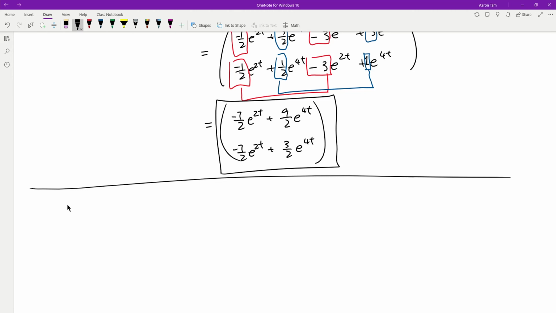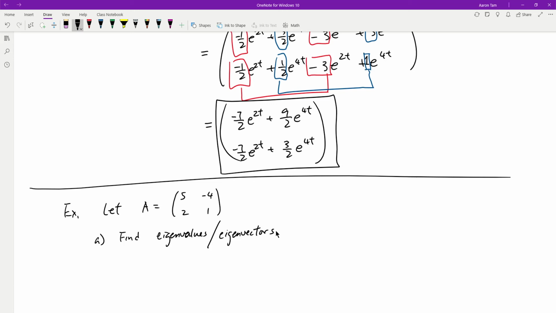Okay, so let's try this one. This one will be a little harder because it's going to be a complex eigenvalue with a complex eigenvector. All right, so let's see. Let A equal to [5, -4; 2, 1]. Let's find the eigenvalues and eigenvectors for matrix A first.